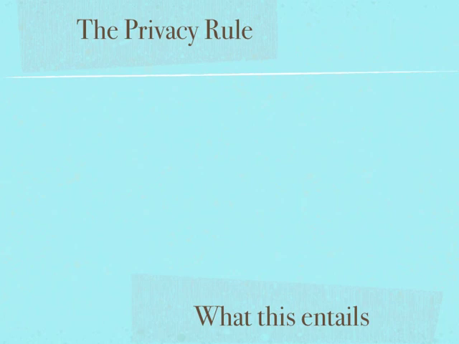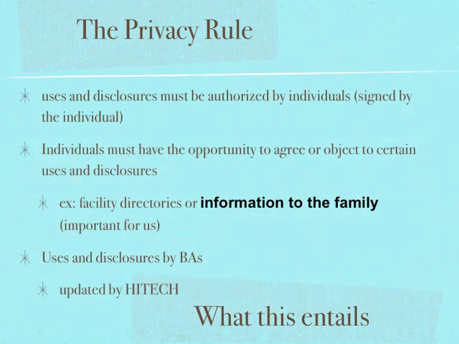Privacy rule and what it entails. Uses and disclosures must be authorized by individuals. This is, for example, when you go into a medical practice, you always sign paperwork before you get your treatment. It has to be authorized by the patients for most of their information to be released. Individuals must have the opportunity to agree or object to certain uses and disclosures. This would be, for example, a facility directory or giving information to the family. In general, it is not okay to release PHI to family members or friends. You must have the authorization before.